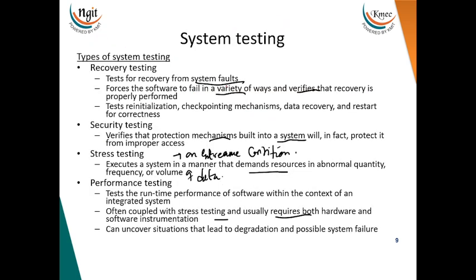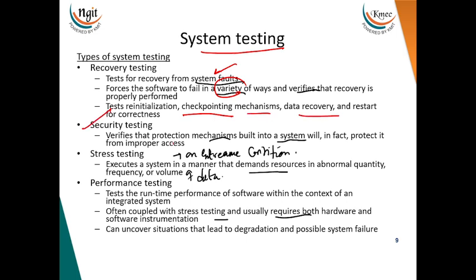Then system testing. What do we mean by system testing? First, recovery testing: a type of testing that tests recovery from system faults. From where it has a fault, from there we have to recover it. It focuses on software failing in a variety of ways and verifies that recovery is properly performed. It also tests other parts like the checkpointing mechanism, data recovery and restart.